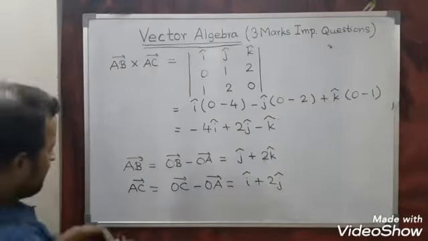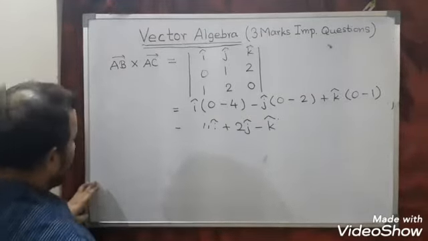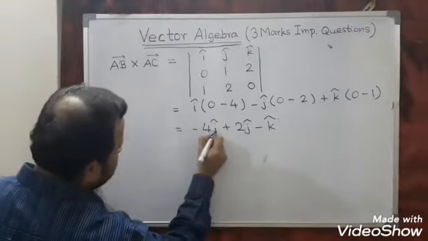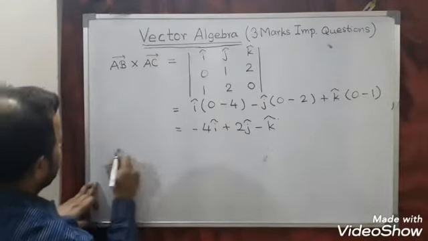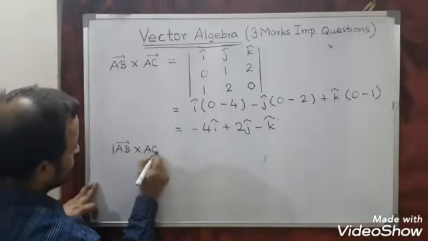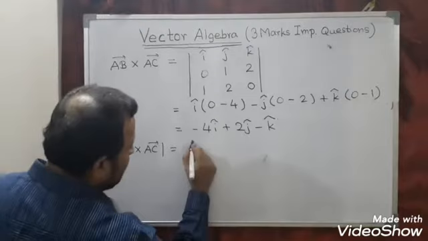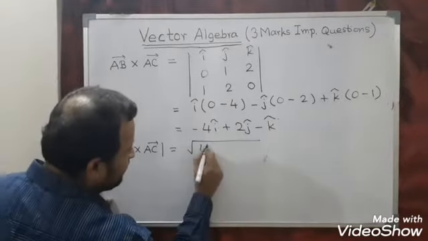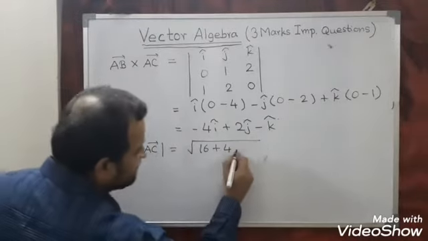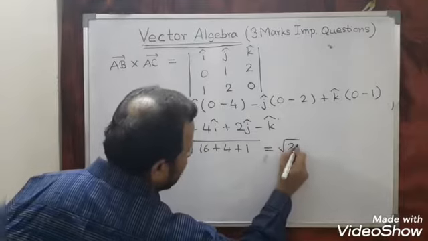Right. Next we have to find the mod of AB vector cross AC vector. So calculate the mod of this. Minus 4 square, I am writing directly 16, 2 square is 4, minus 1 square is 1. So you can see this value is equal to root 21.